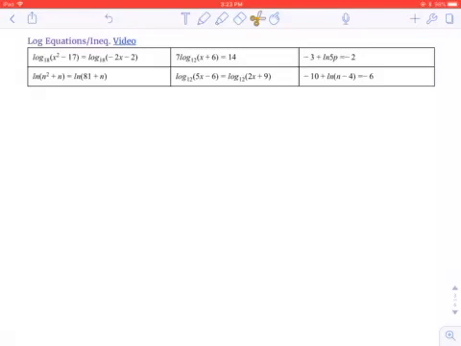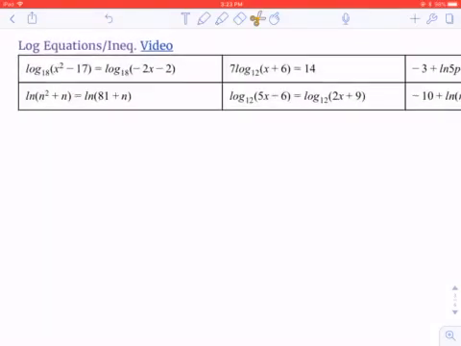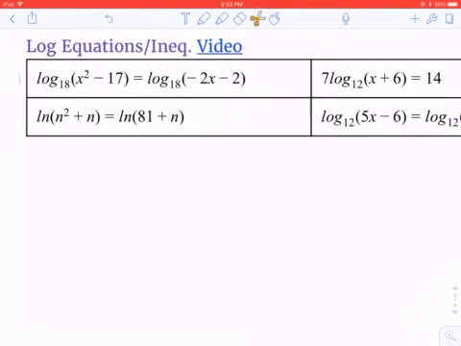In this video, we're going to look at log equations and inequalities. And this video might take a few minutes because there are 6 examples for us to look at. So let's start with the first one. We'll call this one number 1.